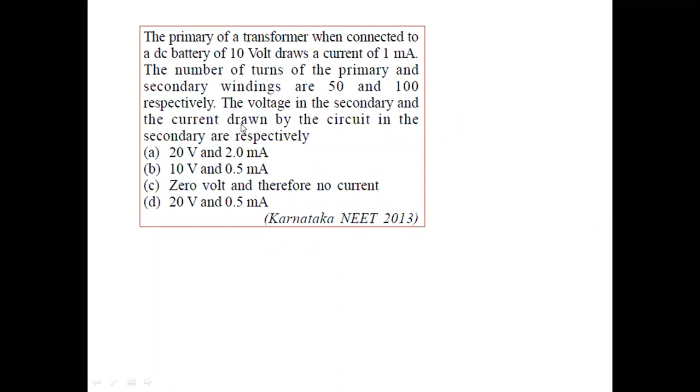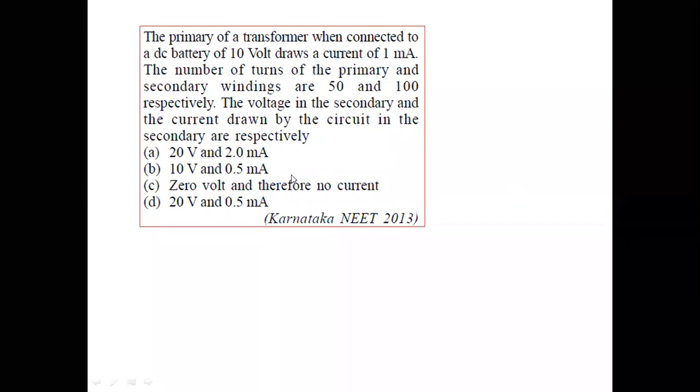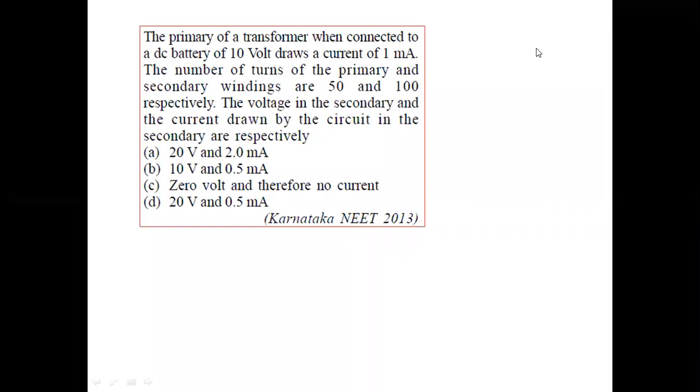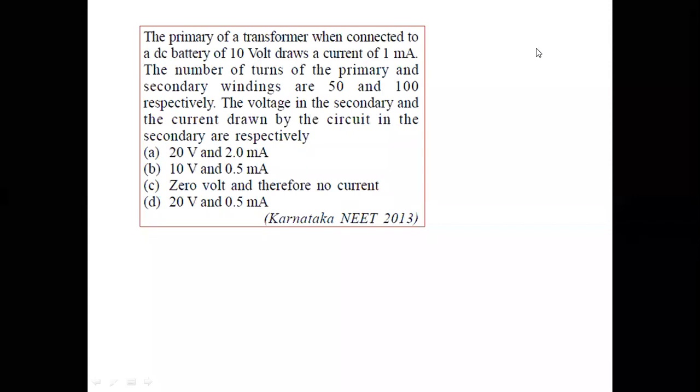The voltage in the secondary and the current drawn, you need to calculate VS and the current drawn by the circuit in the secondary respectively. You need to calculate VS and IS systematically. So, let me start it.